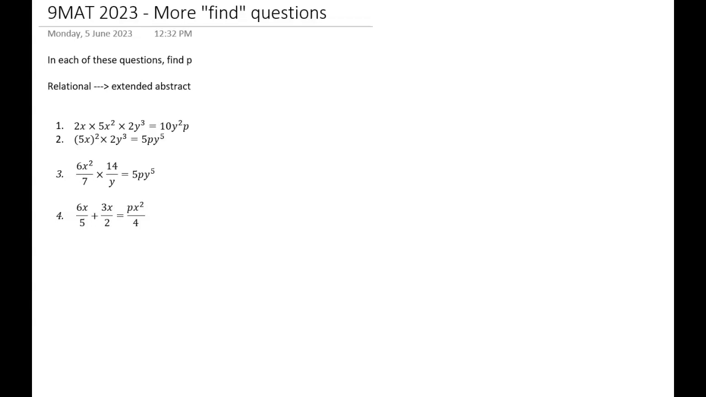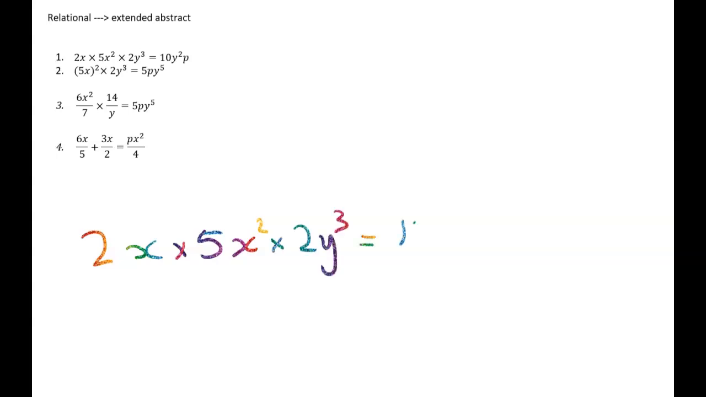So let's start out, and the questions get harder here as we go. The first one is at relational level. We've got 2x times 5x squared times 2y cubed is equal to 10y squared p. So here what we're being asked to do is to find the value of p. In other words, p is going to be an expression. It's going to have numbers in it, x's and y's.